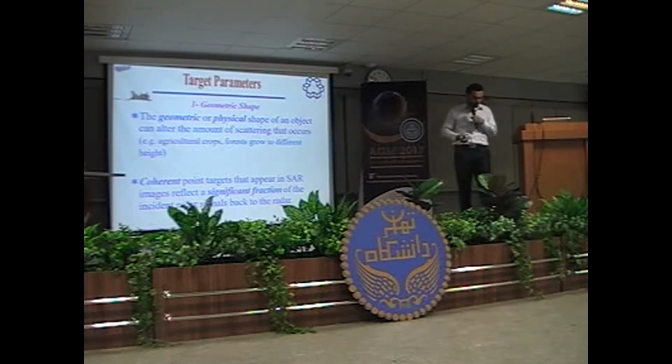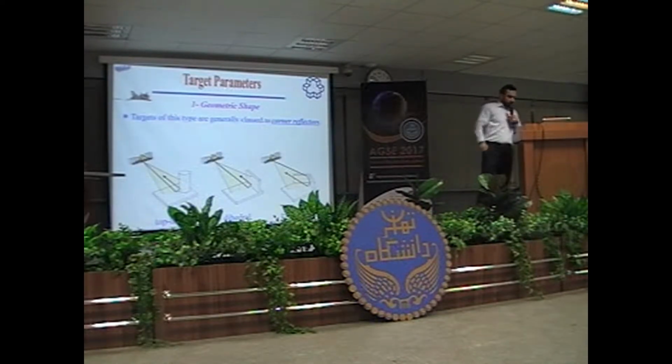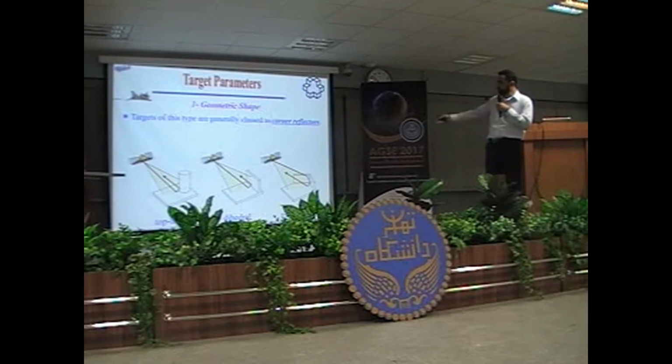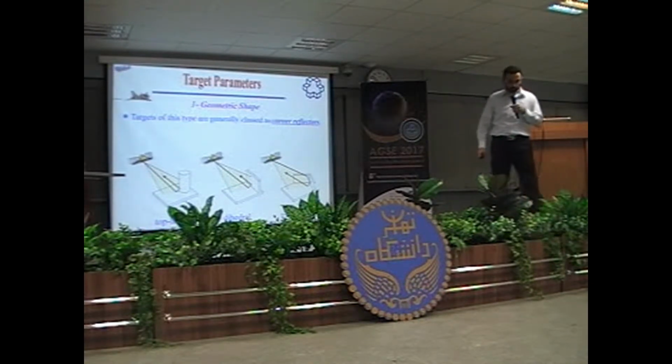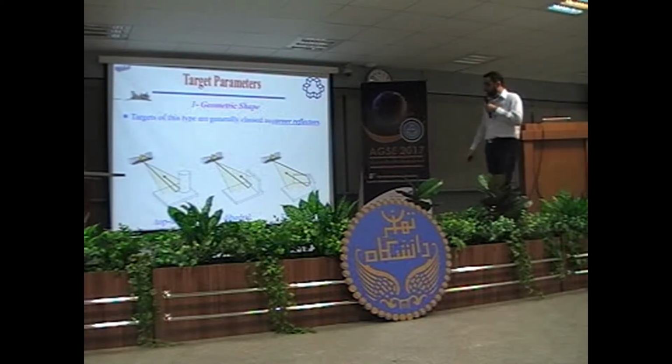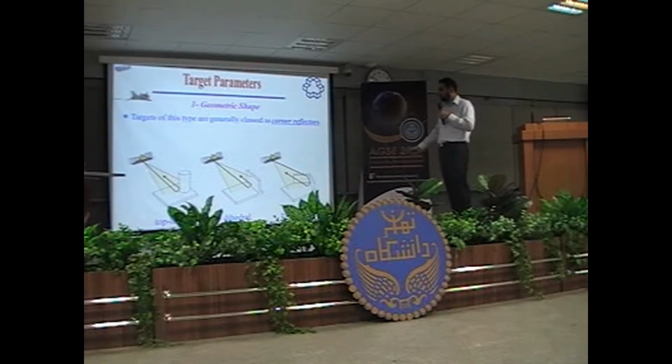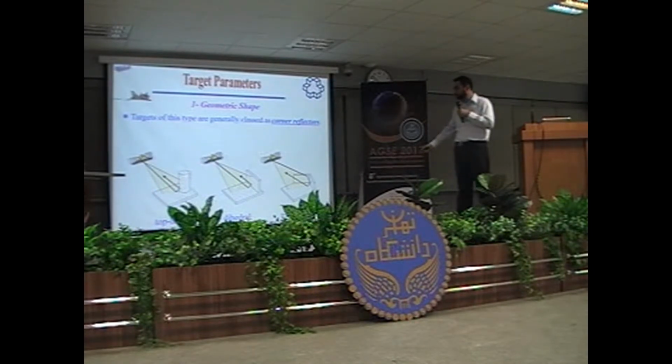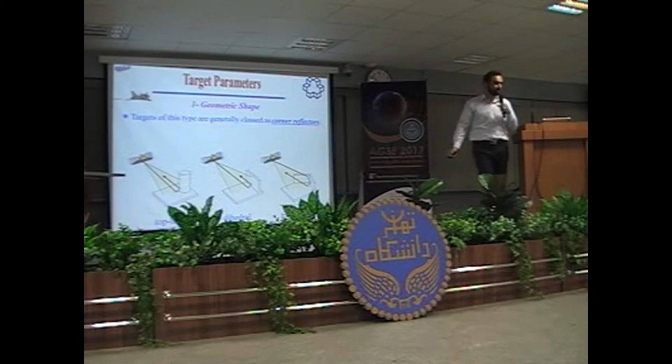So what are the coherent targets? The coherent targets, which we also call corner reflectors, are divided into three parts. Some of them could be top hat corner reflectors. A top hat corner reflector is basically a cylinder-like object which is on the ground. And if you see here, when the energy comes to the ground, then it's bounced to this object, and the total amount of energy is coming back to the sensor.